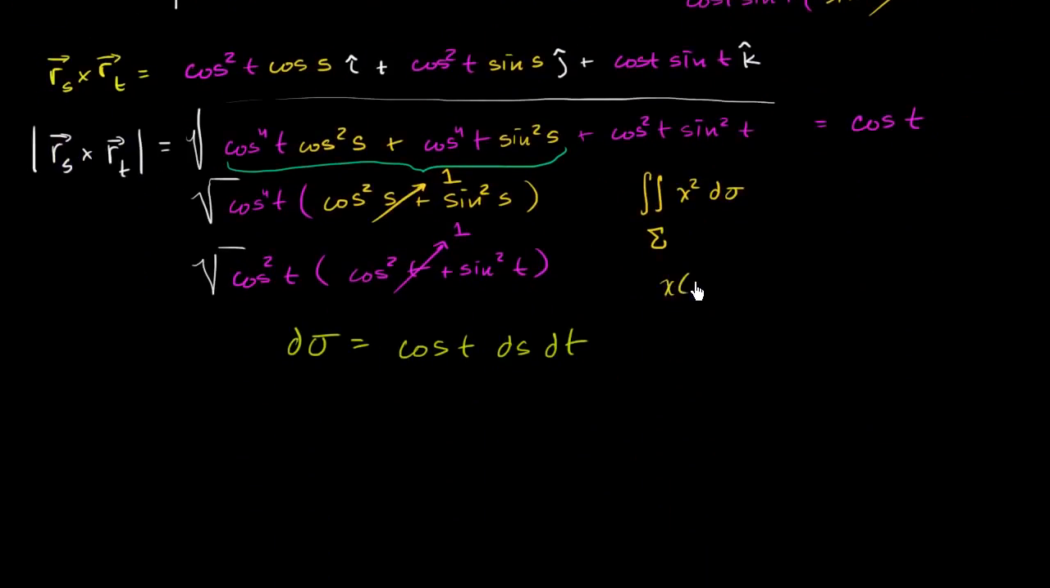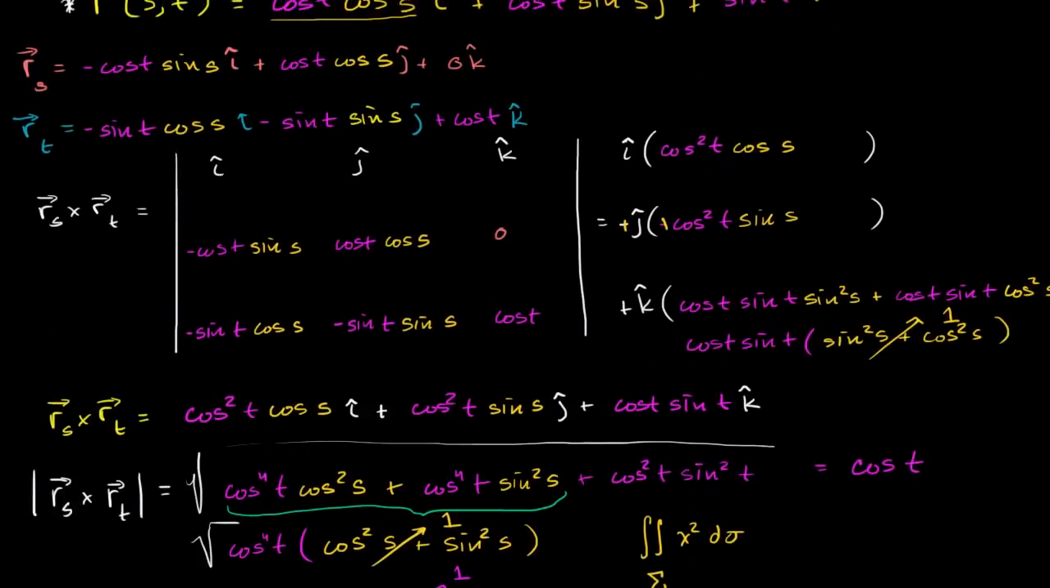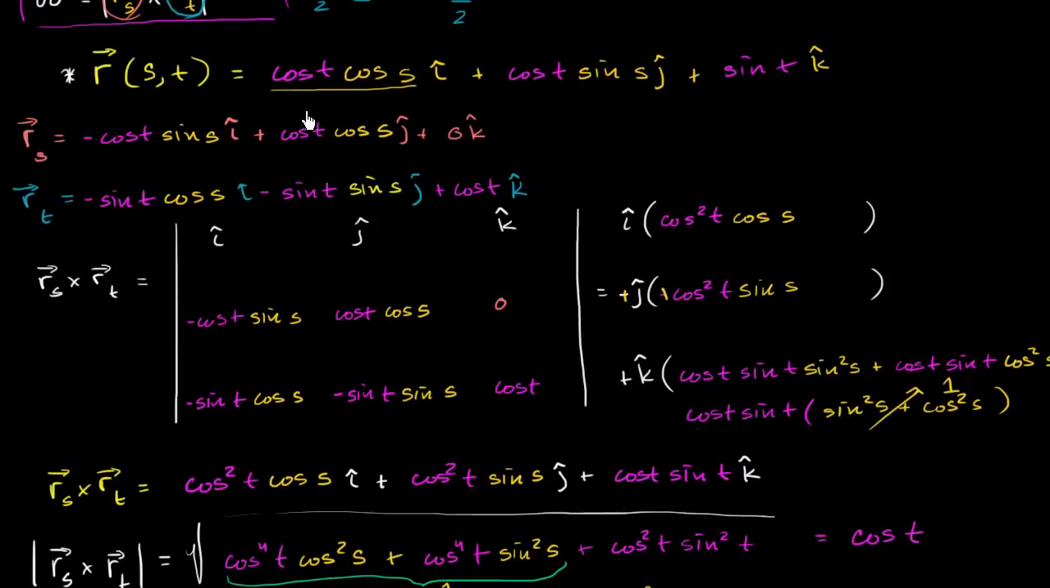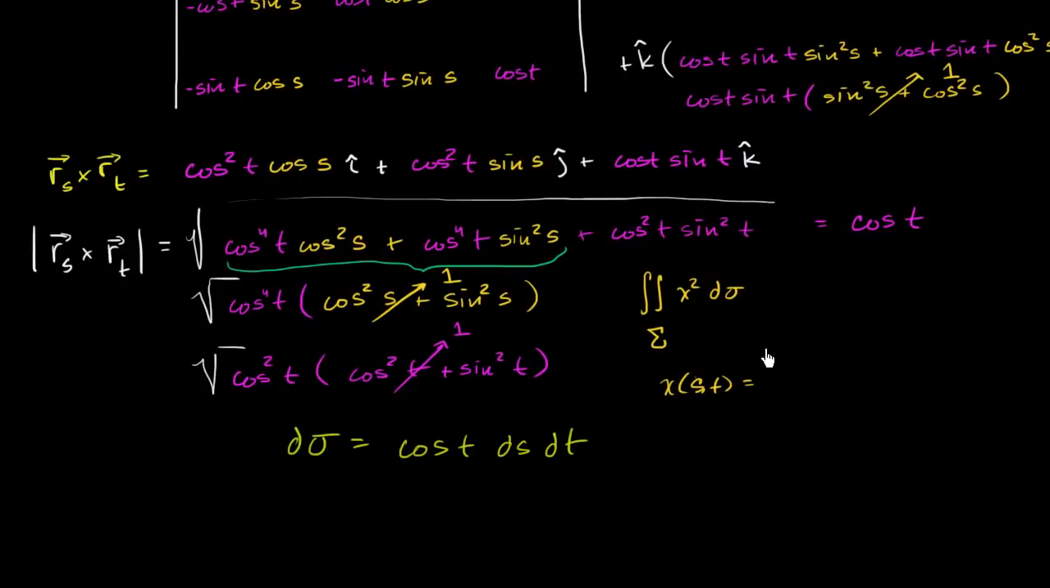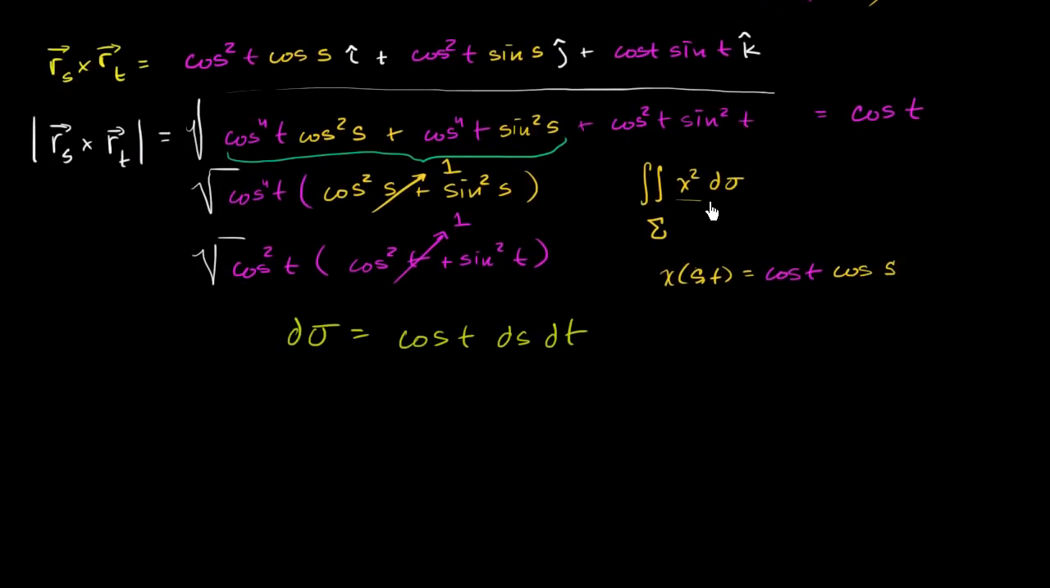X of s and t is equal to, I already forgot, I have a horrible memory, we have to go back to the original parameterization, not these partial derivatives, cosine t cosine s. And we're taking the integral of that squared. So let's think about this a little bit. If we square x, we're going to get cosine squared t cosine squared s. That's the x squared part right over there.